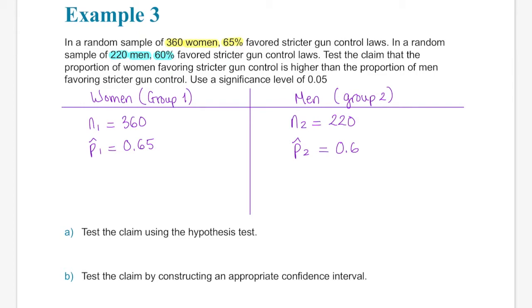I need my x1 and x2. x1 is p hat 1 times n1, which is 234. x2 is p hat 2 times n2, which is 132. Question A. Test the claim using the hypothesis test. Question B. Test the claim using the confidence interval.